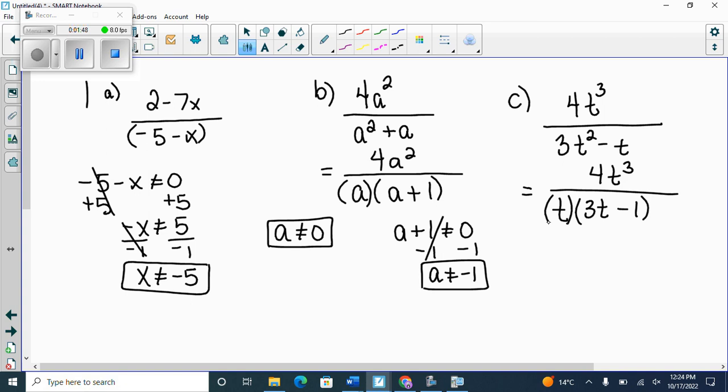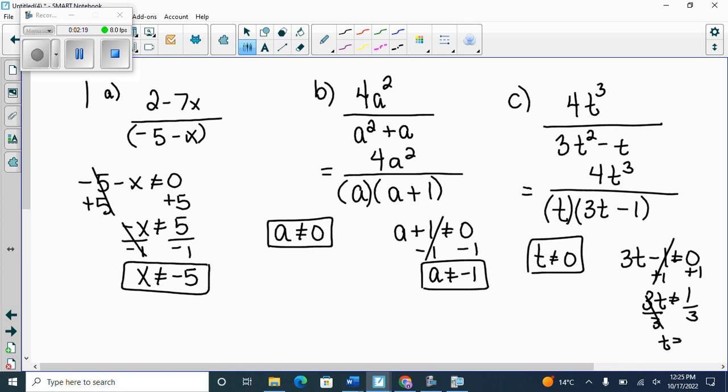So I'm going to get 2 non-permissible values. So I'm going to get t can't equal 0. And 3t minus 1 can't equal 0. The t can't equal 0 is already done. The 3t minus 1 I have to solve backwards. So I'm going to add 1. And I get 3t can't equal 1. And then divide by 3. T can't equal a third.